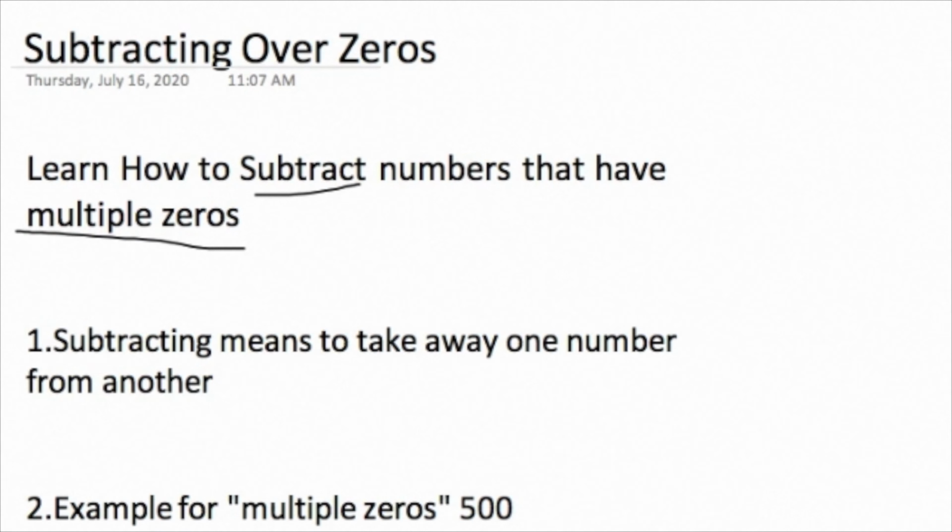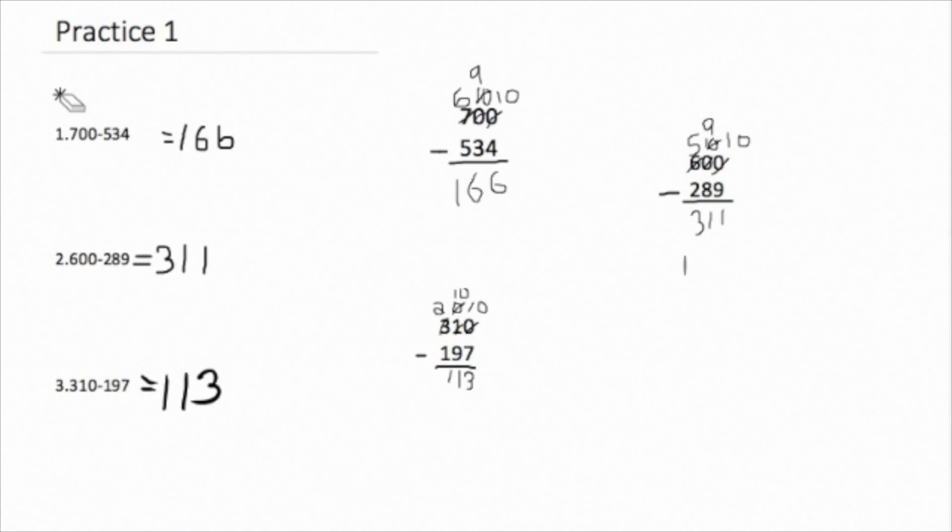As most of you guys, and probably all of you guys, know, subtracting means to take away one number from another. It's pretty basic. And multiple zeros is 500 because it has two zeros. With that said, we jump into our lesson. First thing we're going to do is some practice with problems.